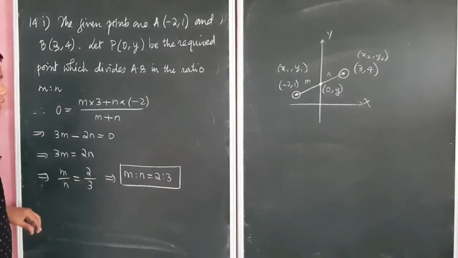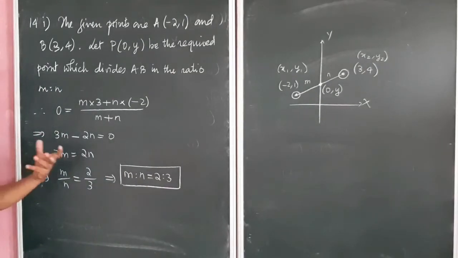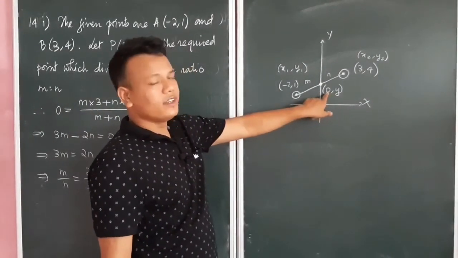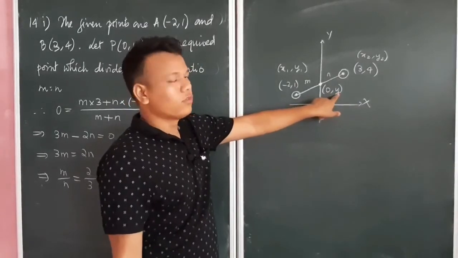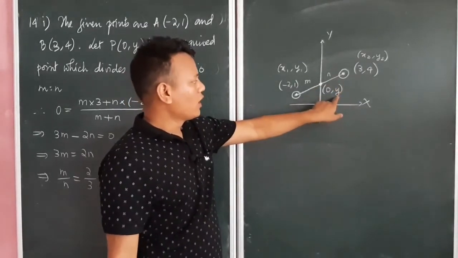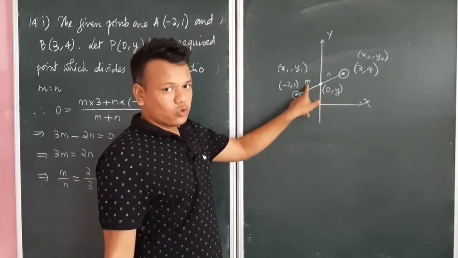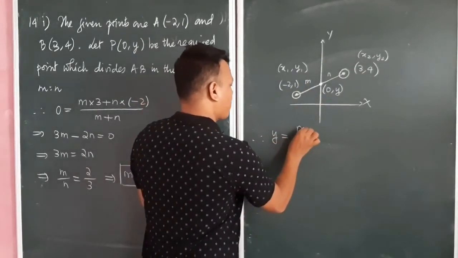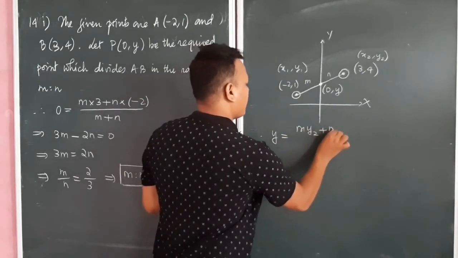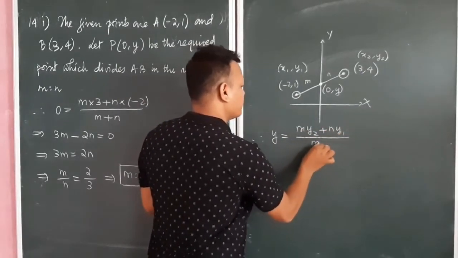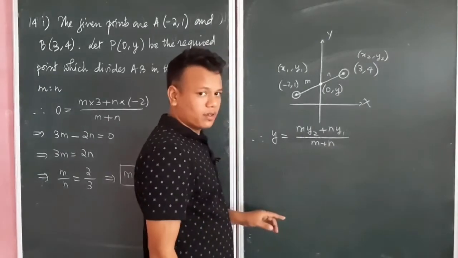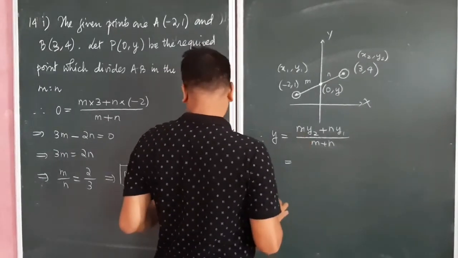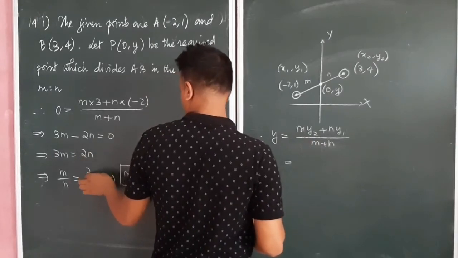Now the second part says we need to find the point of intersection, that is the coordinate of this. So we need not find the value of 0, right? We need to find the value of y, and we know that y will be equal to (my2 plus ny1) by (m plus n). Let us put the values here. So m is 2 and n is 3.